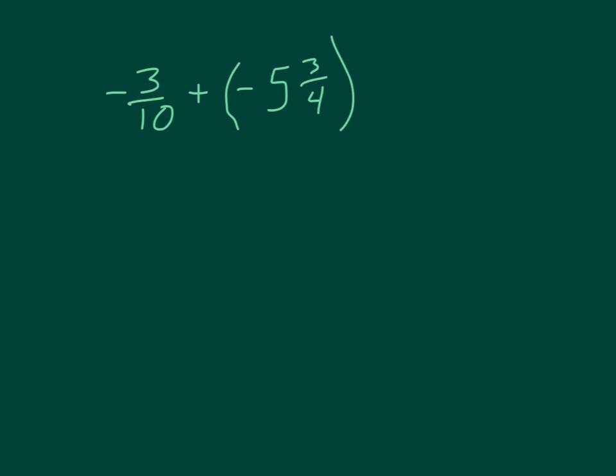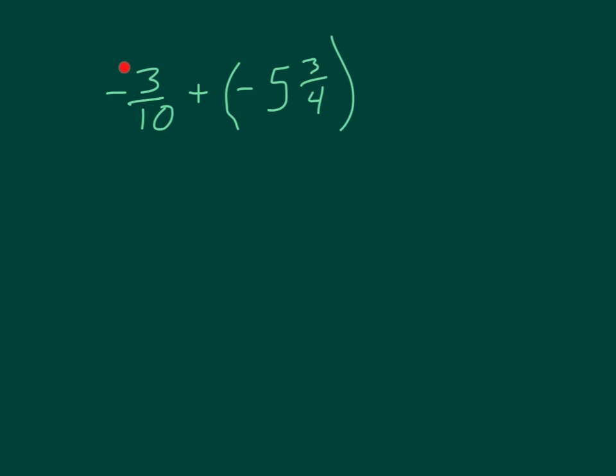In this problem here, we're going to be adding a fraction with a mixed number here. And I can see that they're both negatives. Okay, so I'm going to be putting this negative 3/10 together with this negative 5 3/4. Now to do this, the first thing I want to do is add the fraction parts of this. We'll worry about the whole number later.